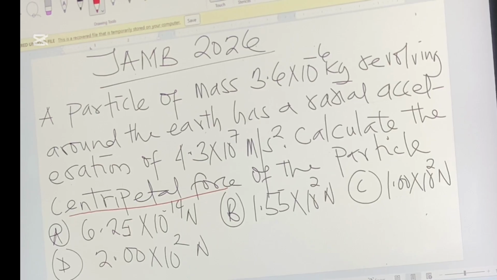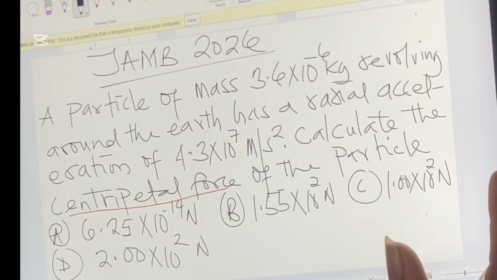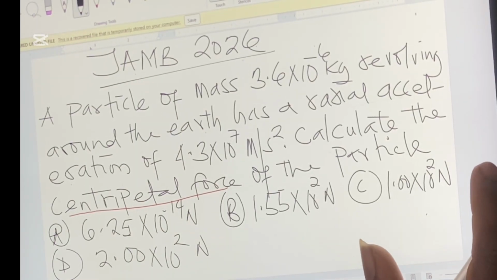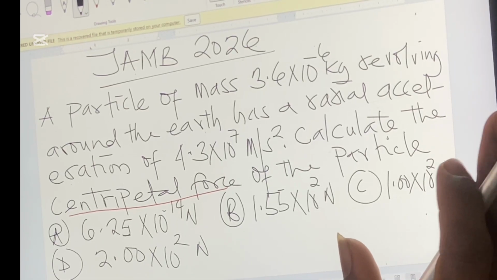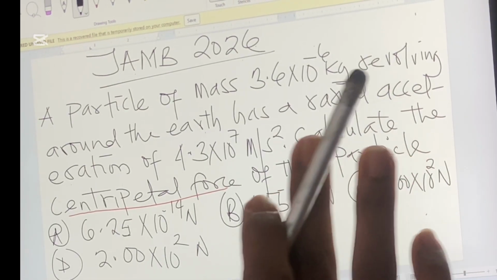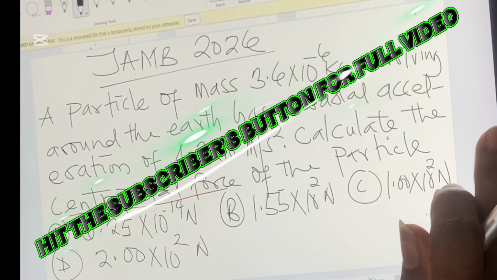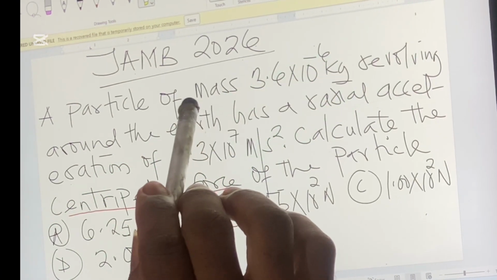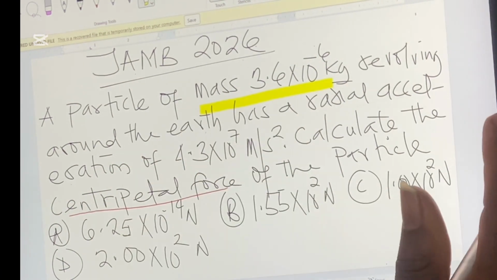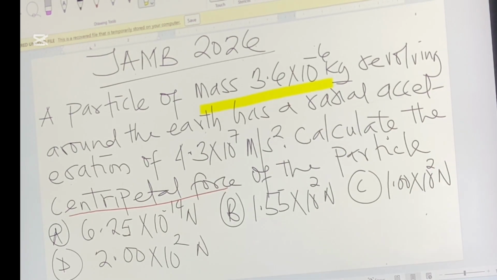Please take note. Okay, so whenever you are given any question on physics, the first thing you have to do here is to list out the given parameters and apply the formula needed. If there's any condition, you can apply the condition. Now let's first of all list out the given parameters here before we apply the formula. The first parameter given to us is mass. The mass is given to us as 3.6 times 10 to the power minus 6 kg.